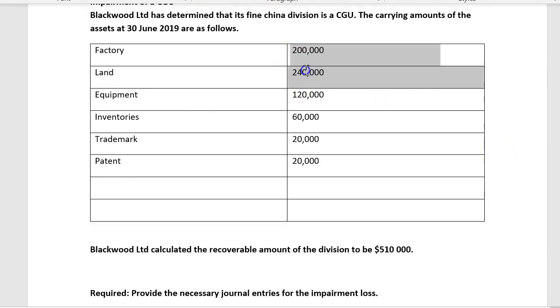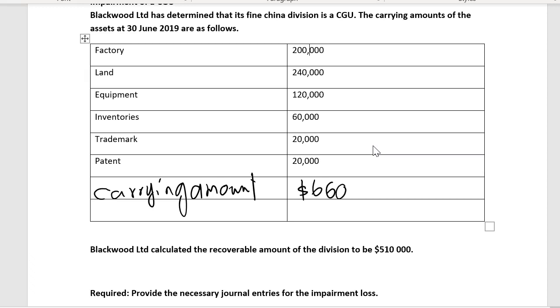What's the carrying amount? What you need to do is take the sum of these amounts. What do you get? So if you take the sum, the carrying amount is 340, 460, 520, and 560. Oh no, sorry, made a mistake. 200, 440, 560, and 660. So the carrying amount is 660,000, and you're given the recoverable amount as 510.